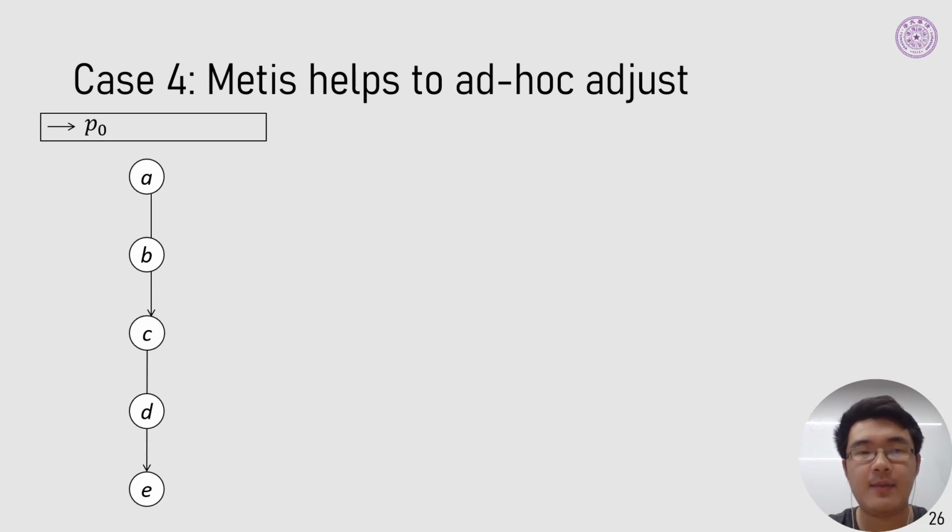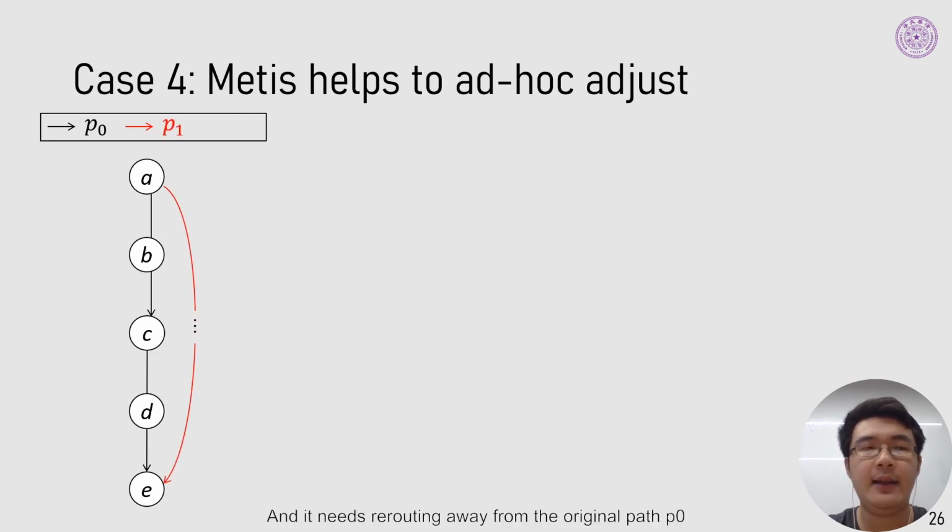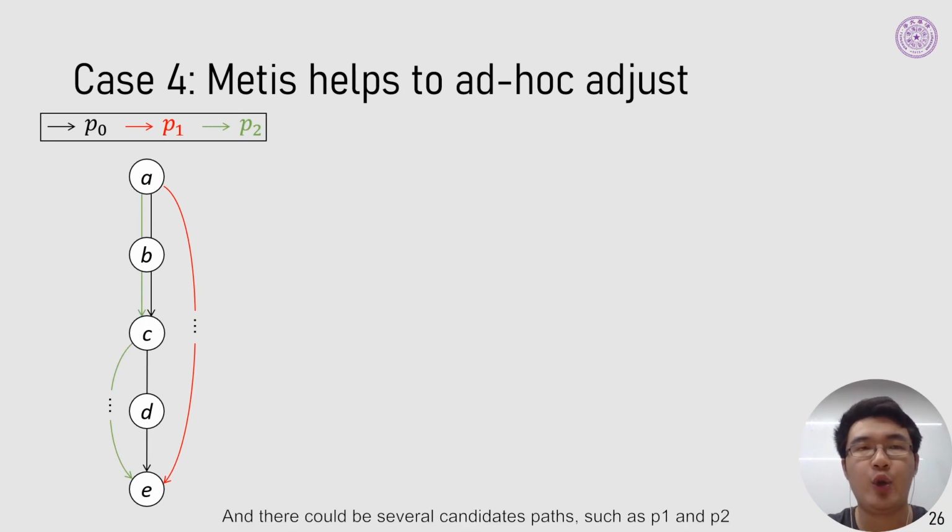Finally, we have a case on how Mattis helps network operators to ad hoc adjust the RootNet system. Suppose we have a flow from node A to node E, and it needs rerouting away from the original path P0, and there could be several candidate paths, such as P1 and P2. The actual performance of each path is unknown until the rerouting rules are installed.